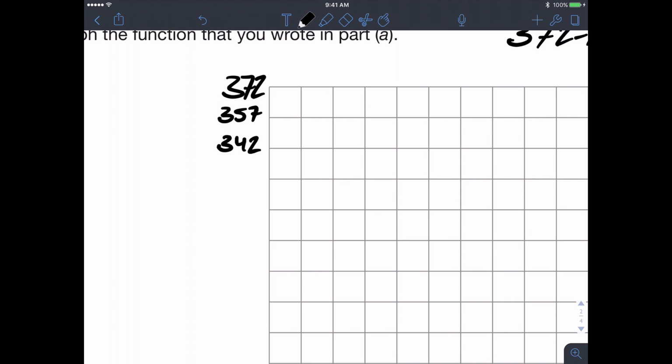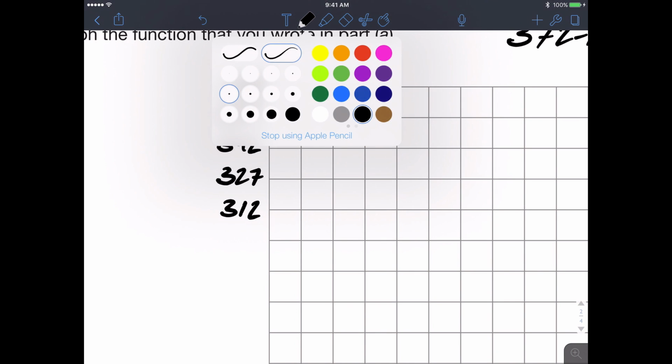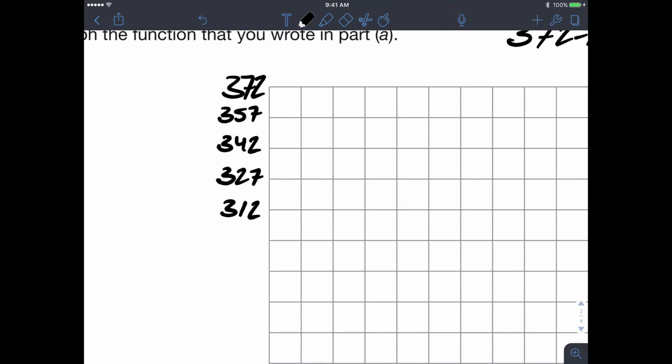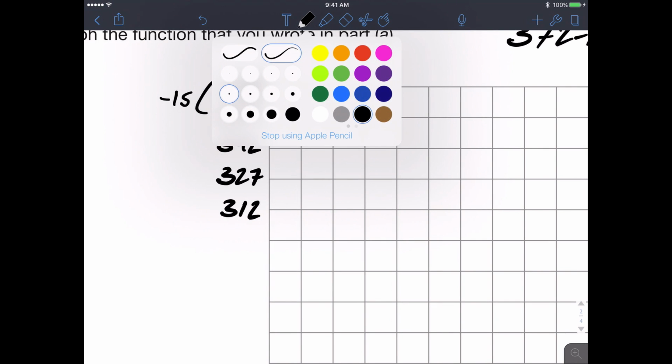342 minus 15 is 327. And then 327 minus 15 is going to be, what? 312. Alright, hopefully you guys get my idea. All I'm really doing is I got this number, subtract 15. Let me do a different ink.